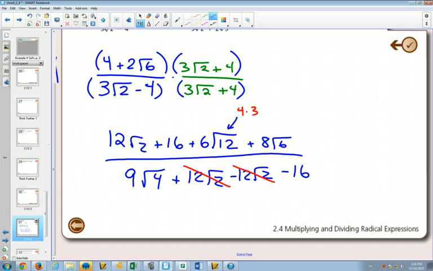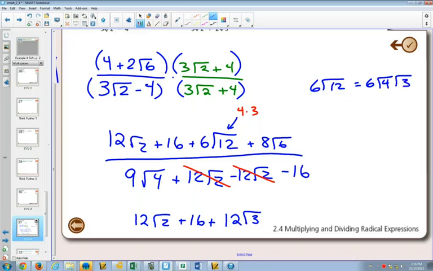We could rewrite the top as 12 root 2 plus 16 plus, now square root of 4 is 2, so this will become 12 root 3. Can you see how this 6 root 12 becomes 12 root 3? Okay, 6 root 12 is the same as 6 root 4 times root 3, and the square root of 4 is 2, and 6 times 2 is 12. So that becomes 12 root 3 plus 8 root 6.